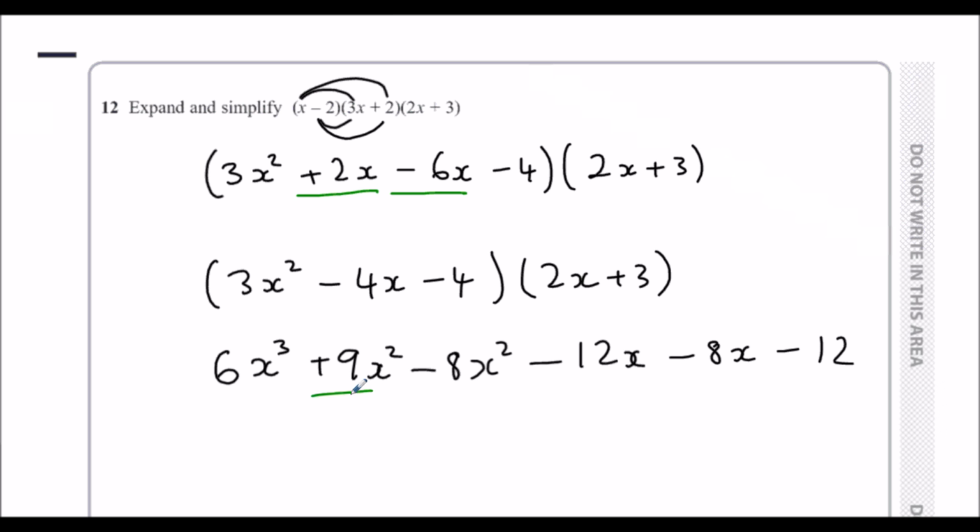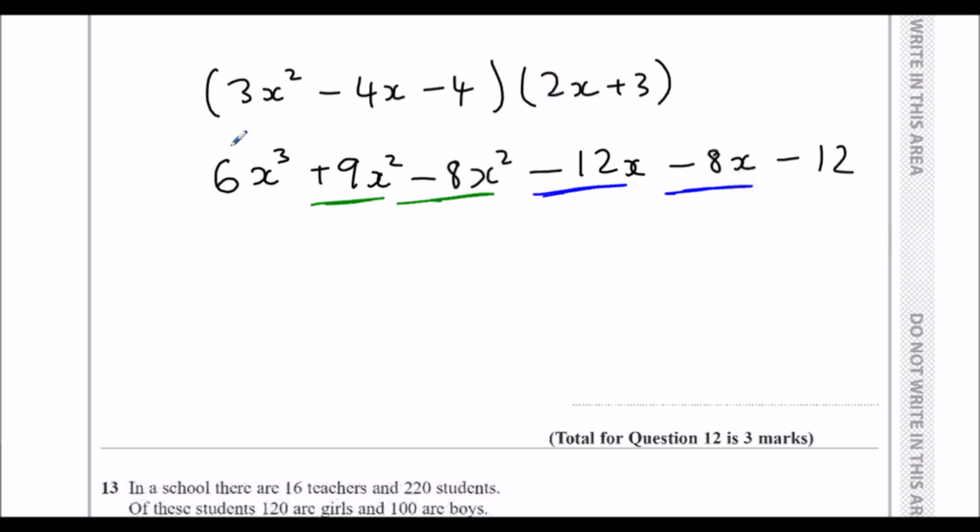So now we can add up our x squared terms and our x terms to give us our final answer. So we're going to have 6x cubed. We've got 9x squareds take away 8x squareds, which is just 1x squared. Minus 12x take away another 8x. We'll go to minus 20x. And we've got a minus 12 on the end.